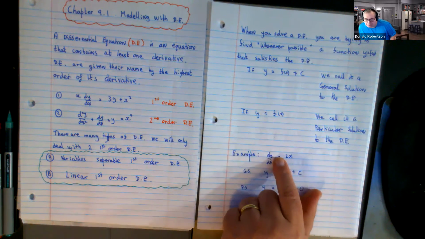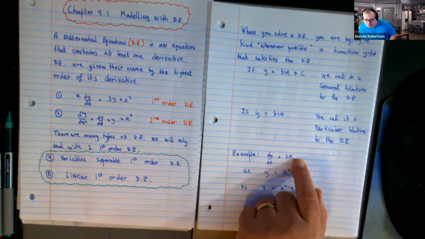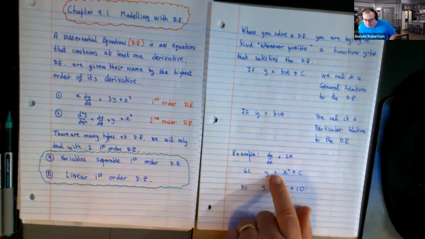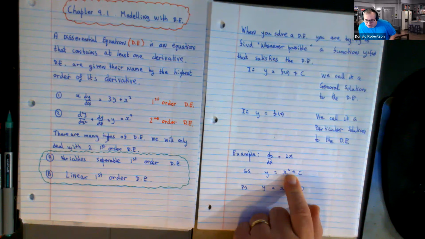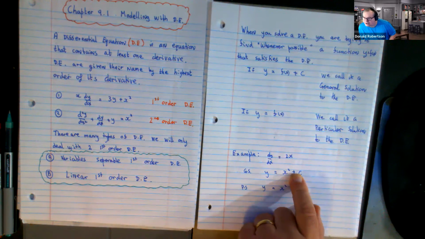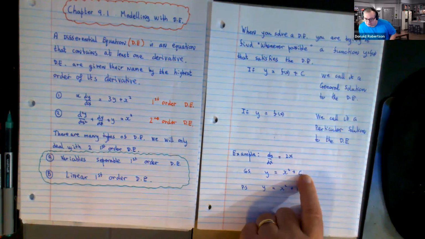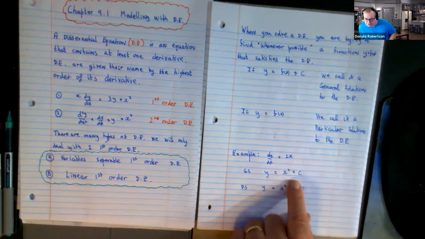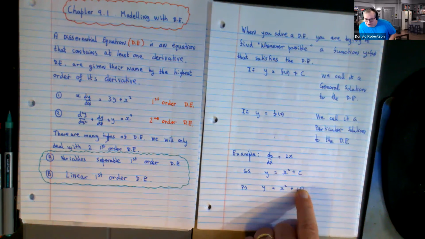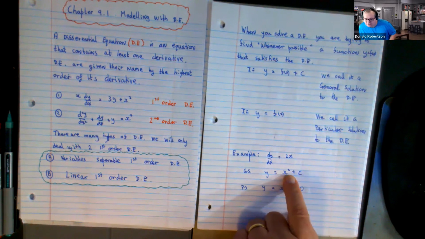Here's a very simple differential equation. The general solution to this differential equation is y equals x squared plus c. And that is the general solution as it has the plus c. And this one here has a number, so it's a particular solution. And it's not hard. If you differentiated this, you get 2x. So you can see it's a solution.